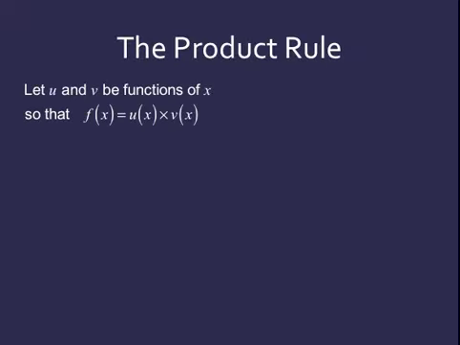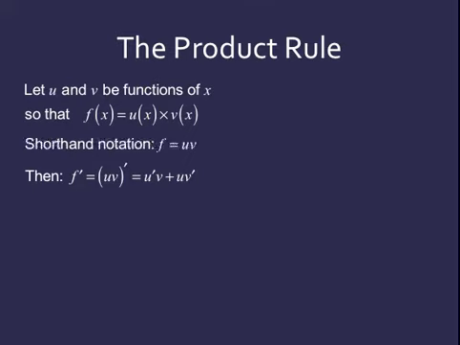We can now look at a more general rule, the product rule. Here we let u and v be functions of x as we did before, such that f(x) is equal to u(x) times v(x). A shorthand notation for this, eliminating the x's, is f is equal to uv. Then the rule states that the differential f' is equal to u'v + uv', which is equal to the differential of the first term multiplied by v plus u times the differential of the v term.